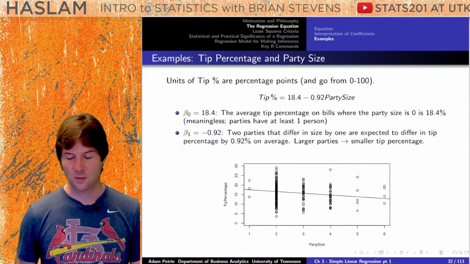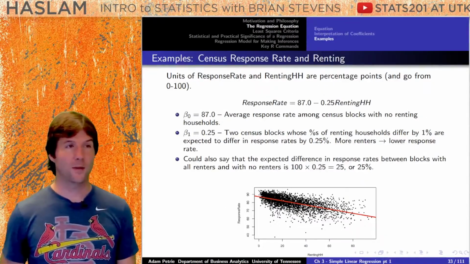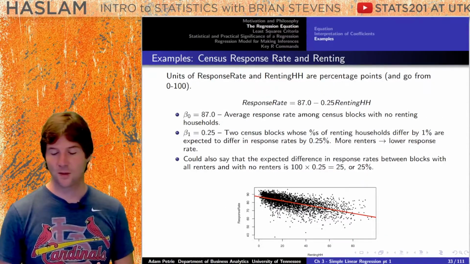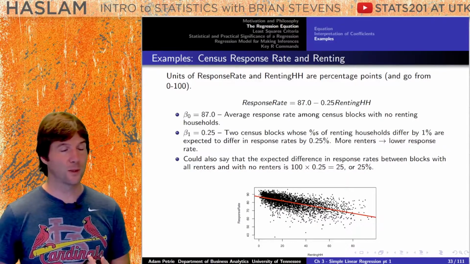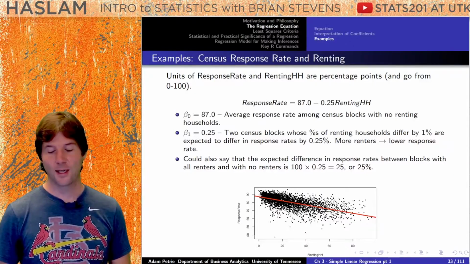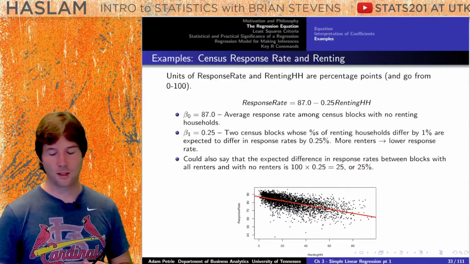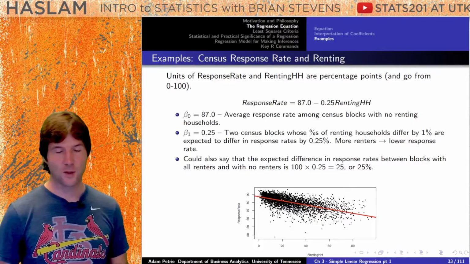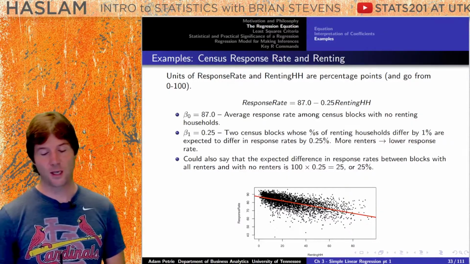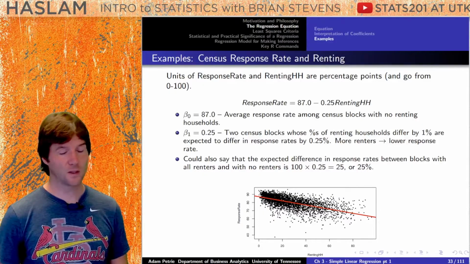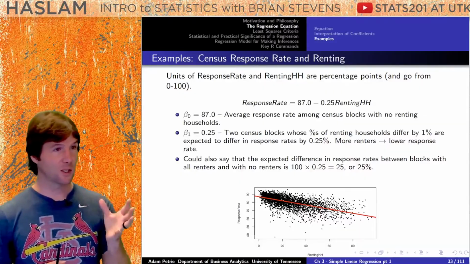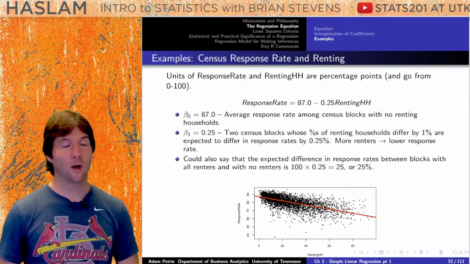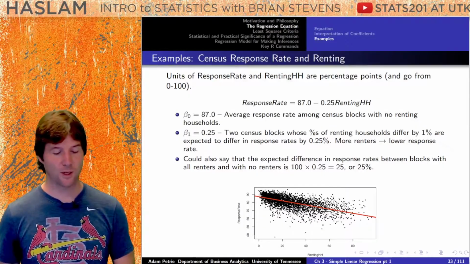Next, we'll deal with census blocks. And here we have census blocks. When they go out and take a census, they have the percent of households that are renting, and they have the response rate from individuals on the census. So two census blocks, that's what we're collecting on, two census blocks that differ in the percent of households renting by 1% are expected to differ in the response rate to the census by negative 0.25, where the census blocks where there's more people renting are expected to have a lower response rate.